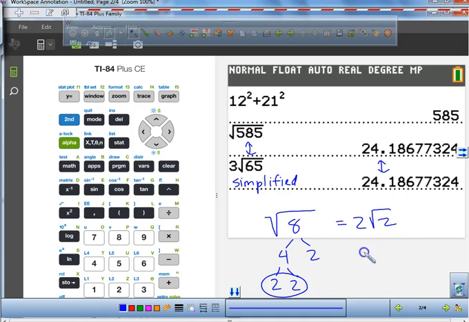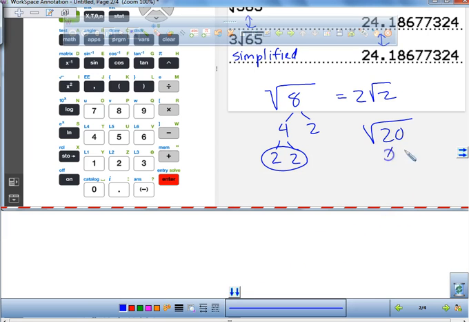Okay? So if I say the square root of 20, can that be simplified? Why? Because it's broken down into a 4 and a 5, and 4 breaks down to a 2 and a 2. So what would this be? 2 radical 5. What stays inside the radical? A 2 comes out here, a 5 stays inside there. Okay? One more. Square root of 27.